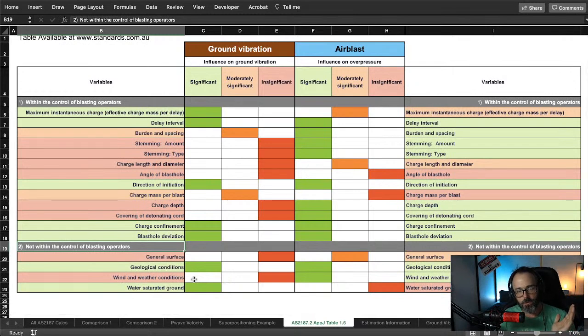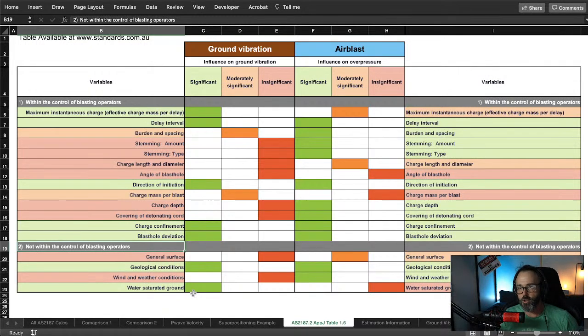That's not so big a deal in ground vibration. Massive in air blast. Very, very big contributor in air blast. But you can't do much about it except not blast on a windy day. But what happens after wind and weather? Generally, after rain, the ground's saturated, and water saturated ground has a massive impact on blast vibrations. So we cannot do much about it except not blast.